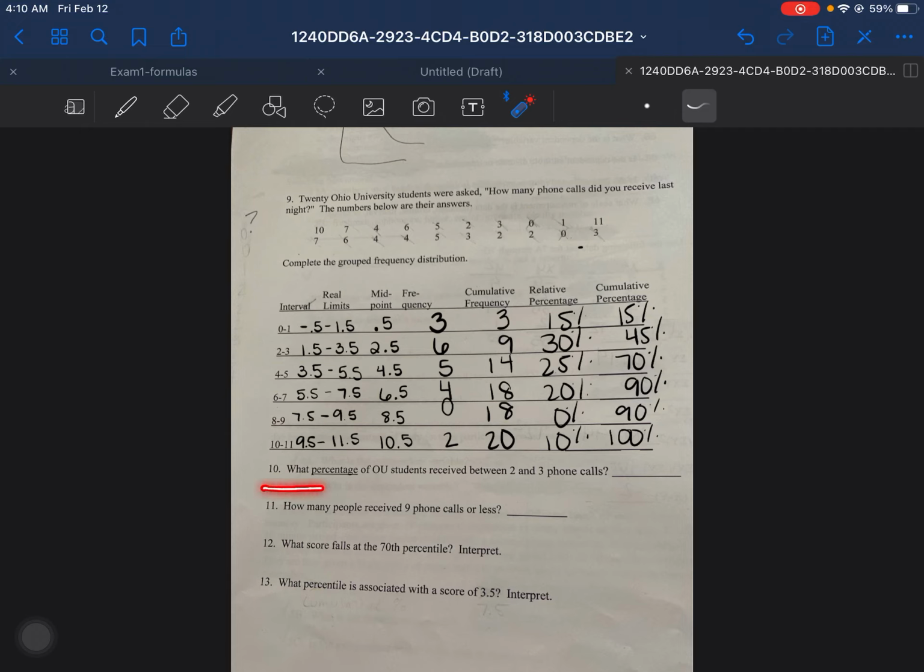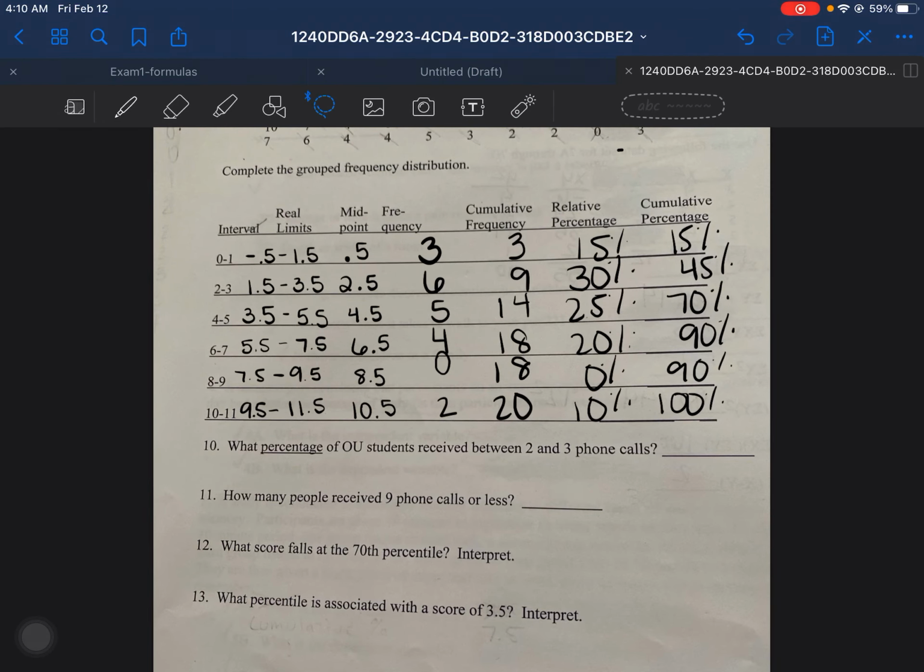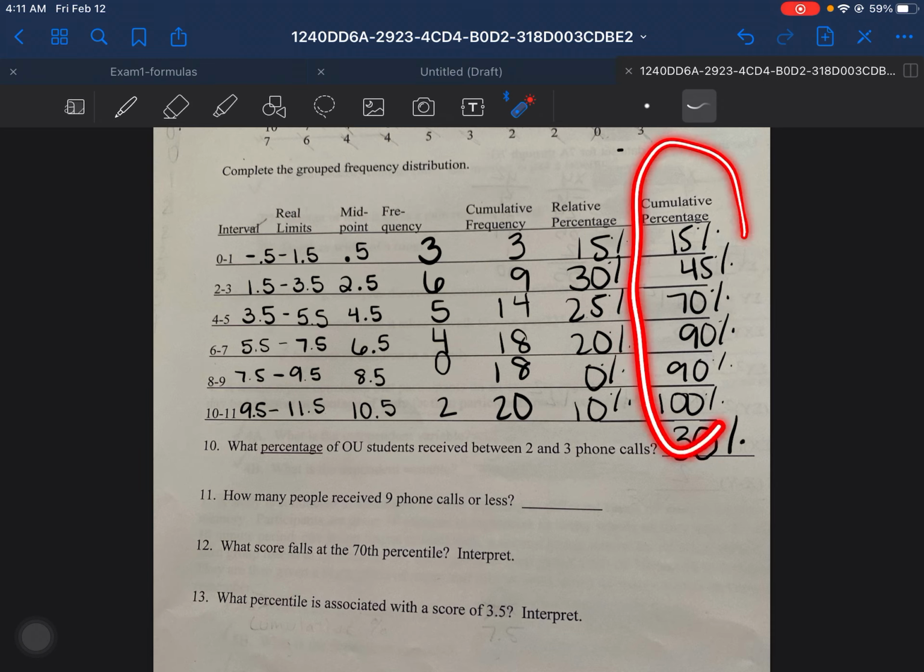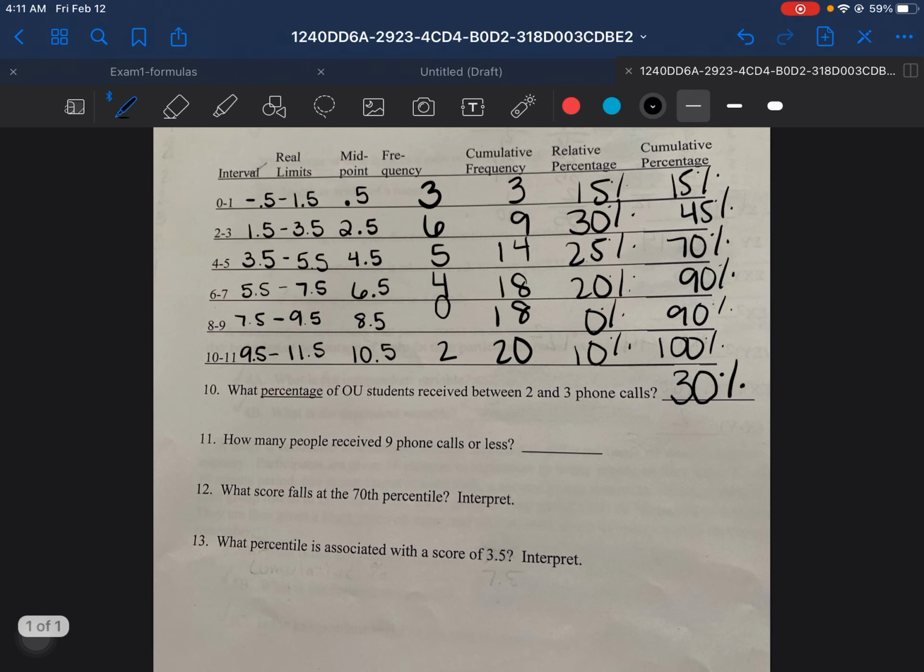So the first question is, what percentage of OU students receive between 2 and 3 phone calls? That's our interval here, and our frequency for that one was 6, and our relative percentage was 30. Whenever it's asking just for percentage, we're just going to use the relative percentage column. When it asks about percentile, that's when we're going to use the cumulative percentile. The cumulative percentage is associated with the percentile. But we'll get there when we get there.